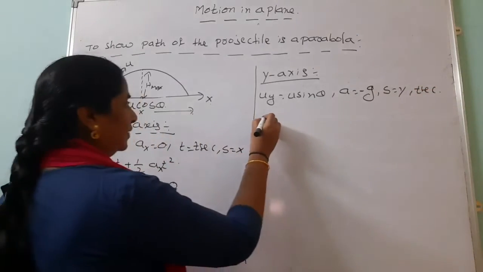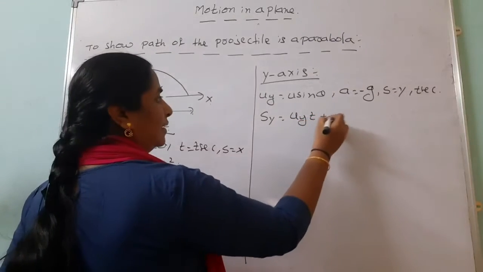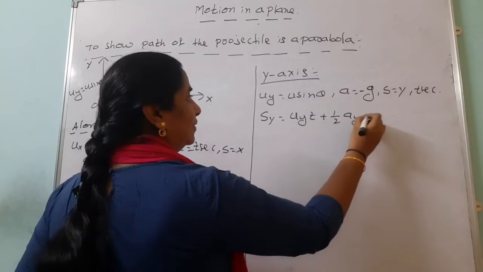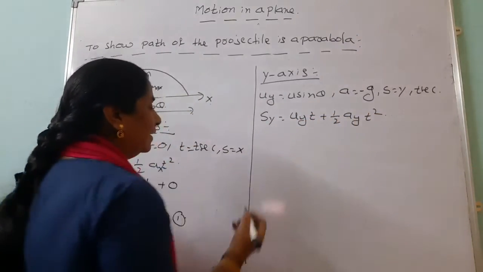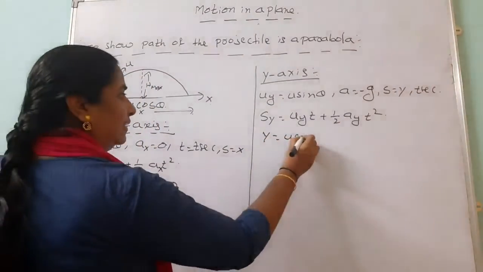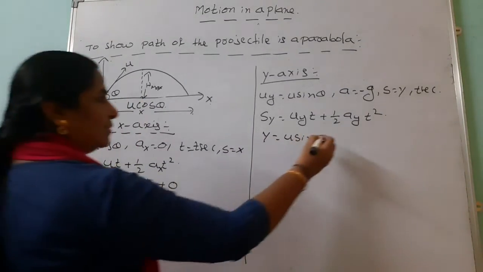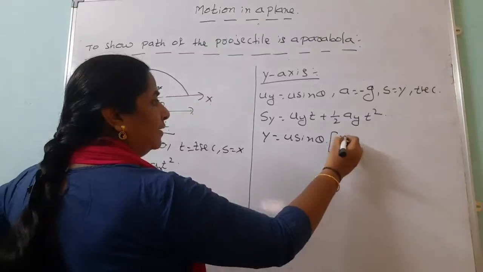Same from here, you can write sy equals uy into t plus half into ay into t square. Here instead of sy we are writing y. This is u sin theta. Here instead of t, same time, no? So t equals x by u cos theta.